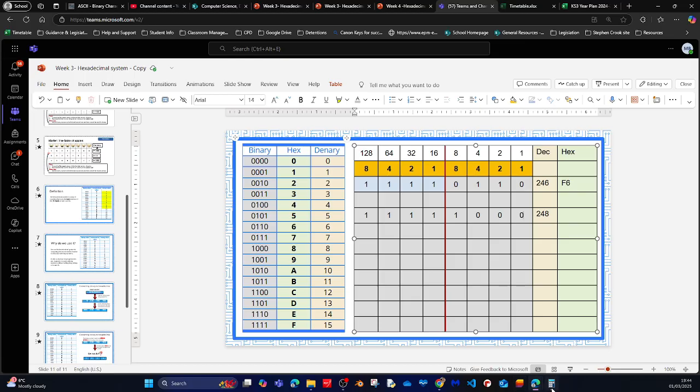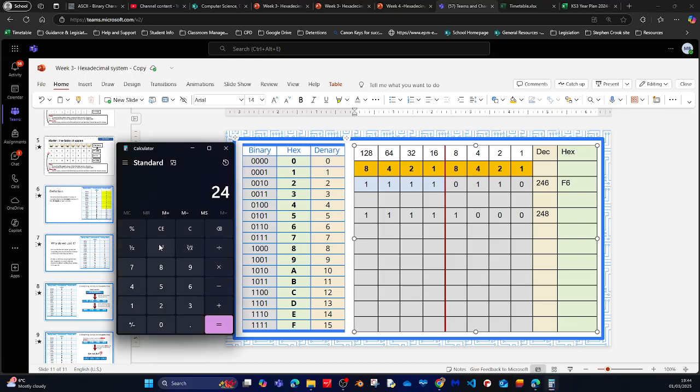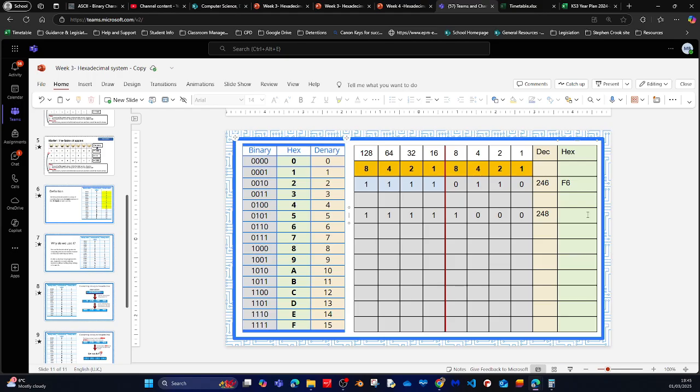Okay, let's count and verify. So now we have 128 plus 64 plus 32 plus 16 plus 8, and then plus 0 plus 0 plus 0. So now we have our 248. Let's convert it now into hexadecimal. So now we do the nibbles. We have our 2 nibbles.